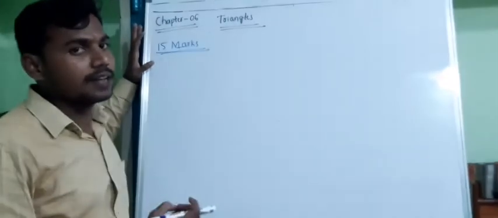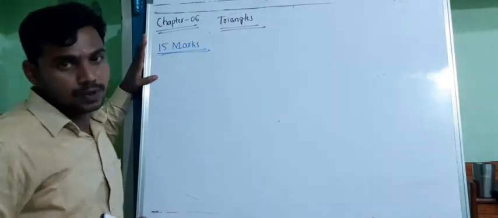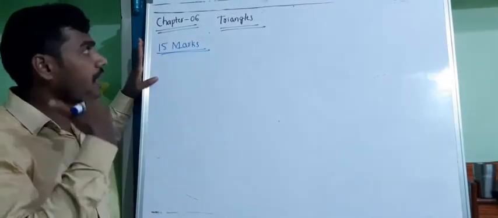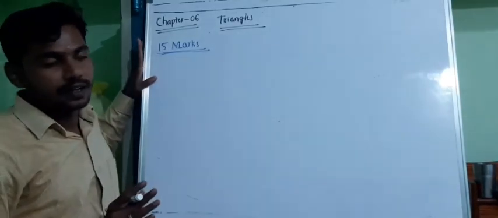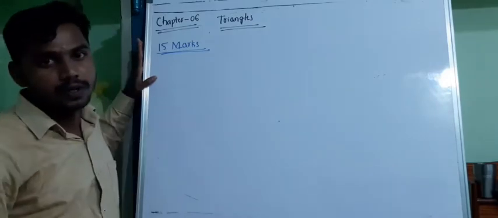Please note that down. We'll start with one more important chapter, that is triangles, which is there for 15 marks. It is a part of geometry, and it is one of the important chapters. If you follow the basics, the triangle chapter will be easier. If you are not able to understand the concept, it will be difficult for you to solve the problems at the later stages.